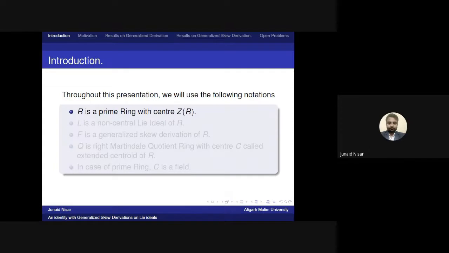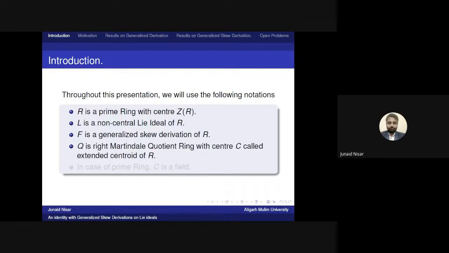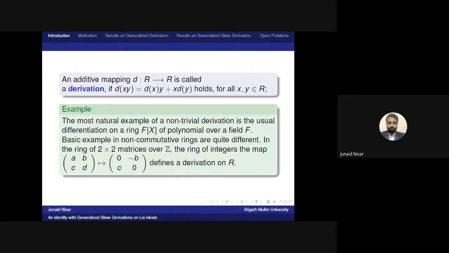So let's move to the first chapter, introduction. Throughout this presentation, we have the following notations. R is a prime ring with center Z, and L denotes the non-central ideal. F is a generalized skew derivation. Q is the right Martindale quotient ring, and also we know that in case of a prime ring, our extended centroid C is a field. So we have some basic definitions.